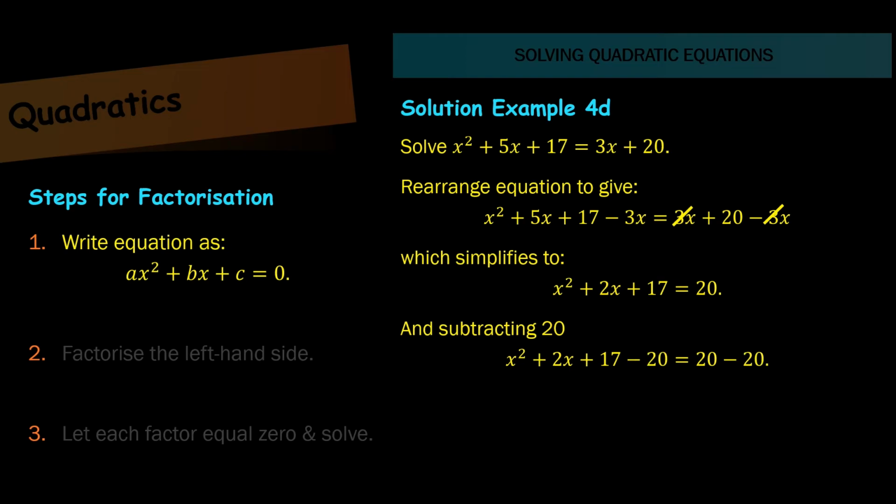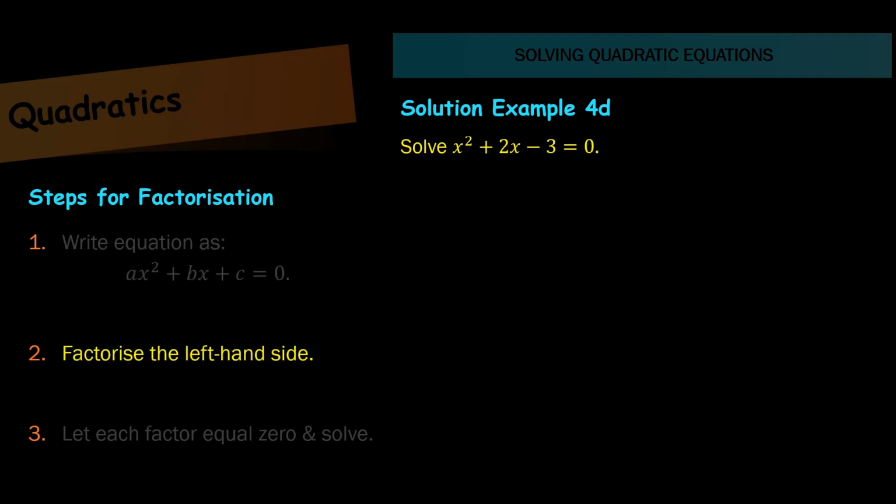So tidying up, 17 minus 20 gives us minus 3, and 20 minus 20 is 0. And of course the x squared plus 2x stays as it is on the left-hand side. So now we have x squared plus 2x minus 3 equals 0. We have it in our desired format, and now we need to factorize.